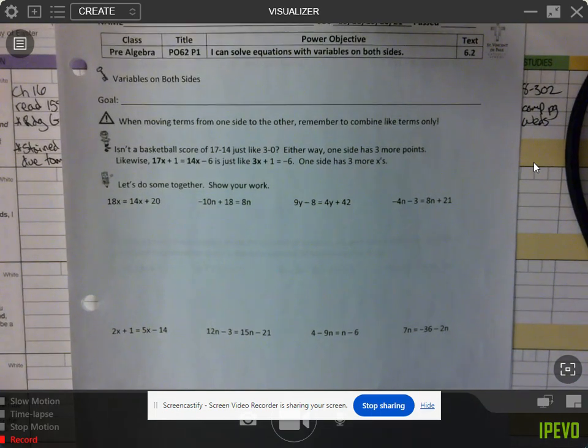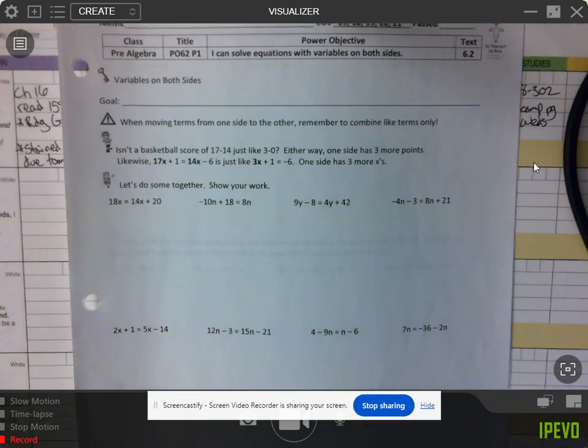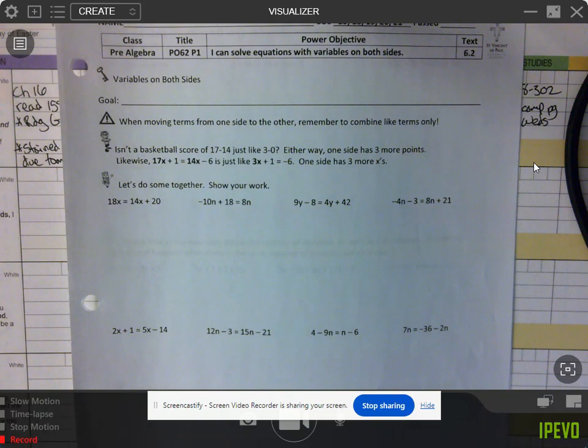Good afternoon. Today we are working on PO62. I can solve equations with variables on both sides. So far we've been working with variables on just one side. You will notice that there is a part 1 and a part 2. The part 2 is just extra work problems.